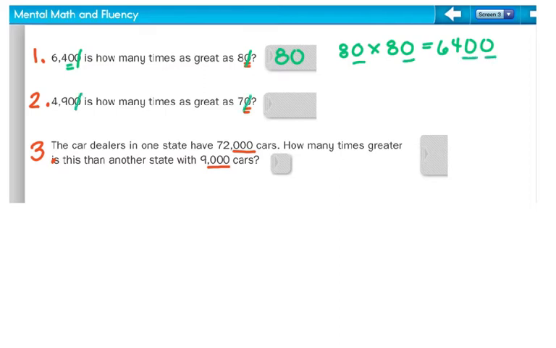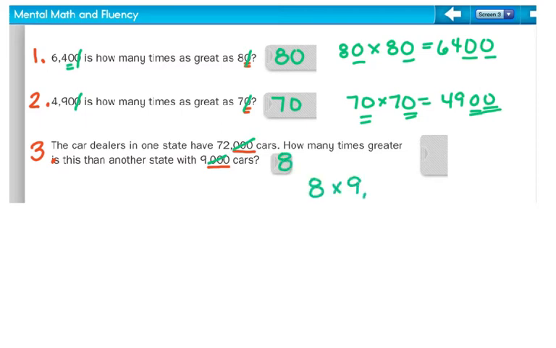This 0 cancels out 1 here. 7 times 7 is 49 with 1 0. This is what it would look like. 2 zeros in my left side of the equation, 2 on the right-hand side. And these 3 zeros cancel out these 3 zeros, so it is only 8 times greater. 8 times 9,000 equals 72,000.